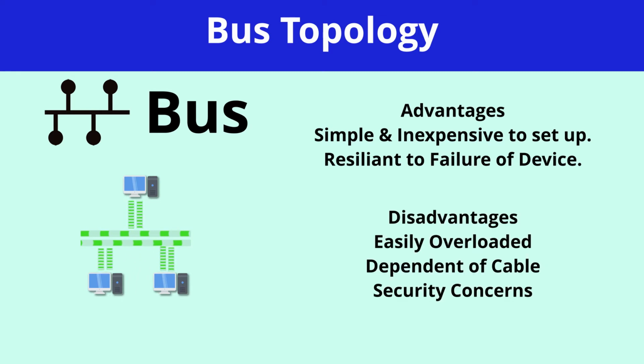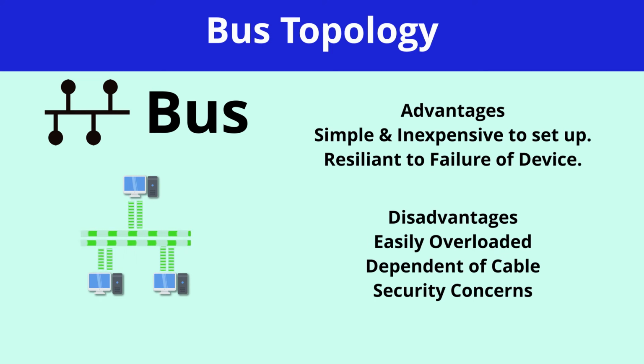The disadvantages of a bus topology are that it can easily be overloaded if we have too many devices all signaling at the same time. Because they share this central cable, signals that they all send can interfere, and this is called signal collision. Now, a second disadvantage is that the whole network then becomes reliant on this bus cable. If the bus cable fails, then the whole network will fail. So our single point of failure for this topology is the bus cable.